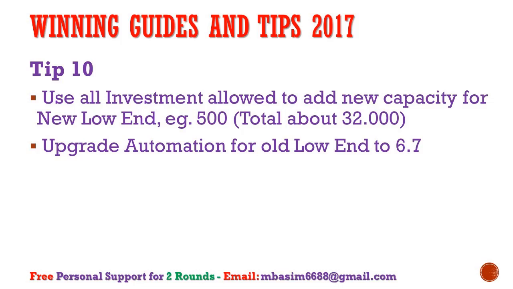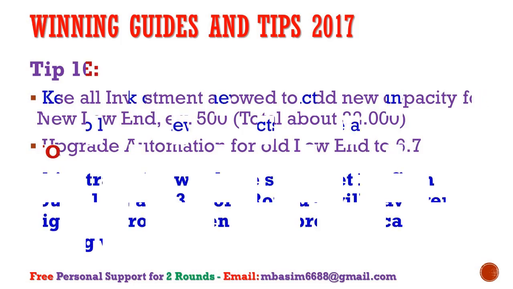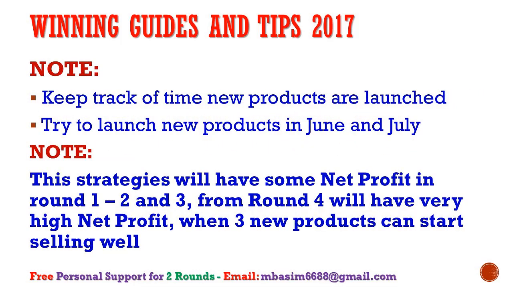end, for example 500 capacity for the new product, and upgrade automation for low end to 6 or 6.7. So with these 10 tips, you can win the game in round 1 quite easily. We need to note that we keep track of the time new products are launched, in June or July, and this strategy will have some net profit, not very high, because we invest in a long-term strategy.